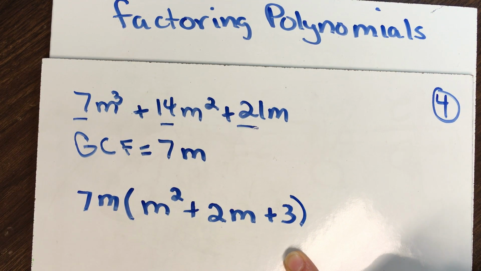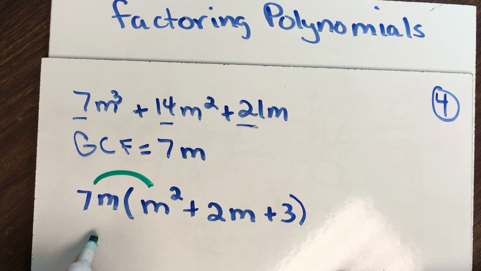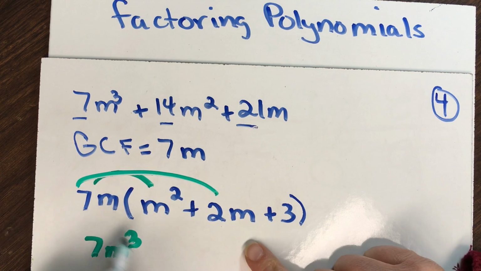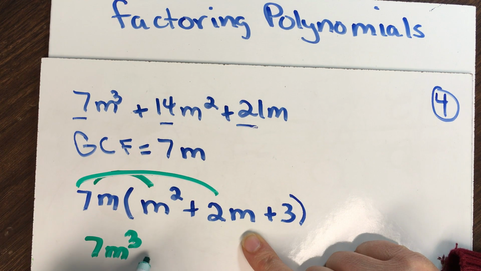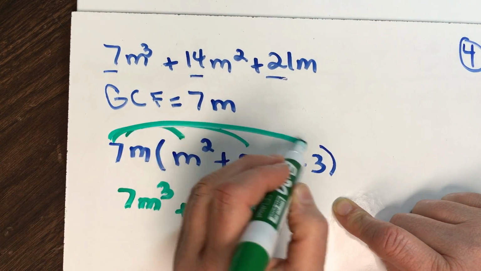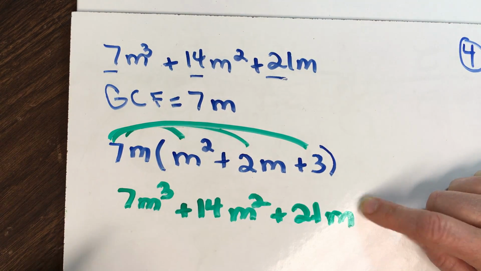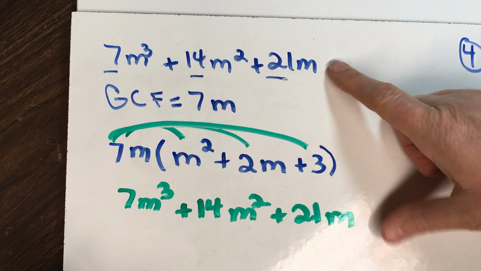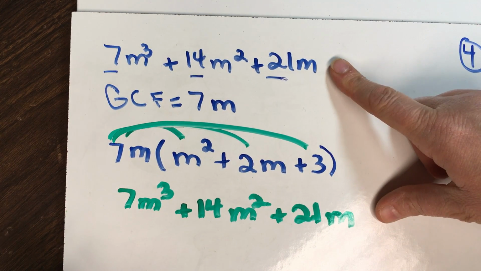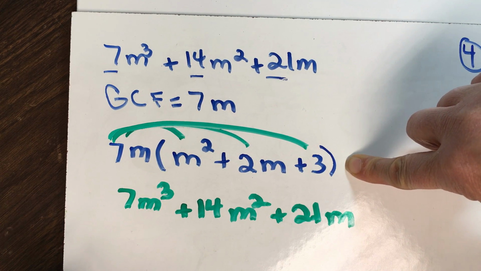Now I'm going to go backwards and double check this. 7m times m squared is 7m to the third. 7m times 2m is 14m squared. 7m times 3 is 21m. So my answer matches what I came out with originally, so I've done my factoring correctly. Give us a try.